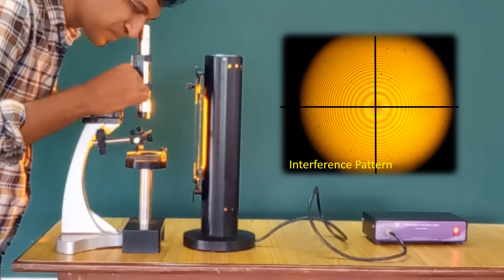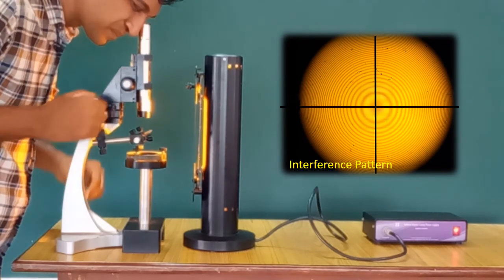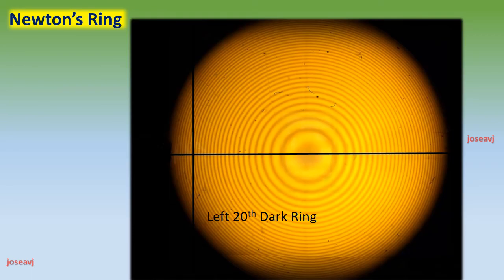Focus the microscope so that we get a clear interference pattern. Now turn the screw gauge and make the crosswire coincide with the central dark spot. Now turn the microscope towards left by working the screw gauge and make the vertical crosswire tangential to the 20th dark ring on the left side and note the reading.